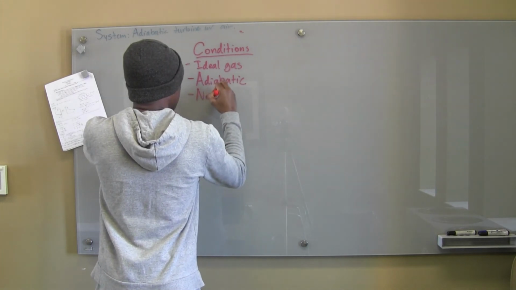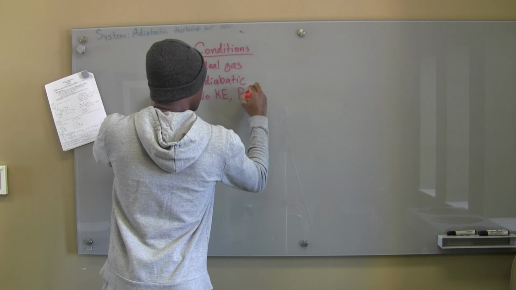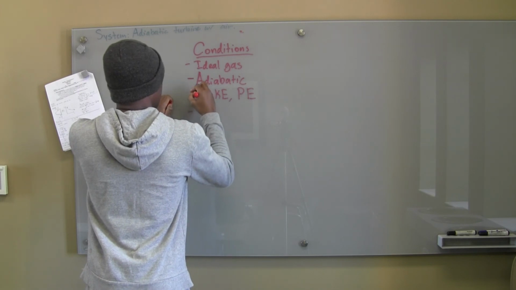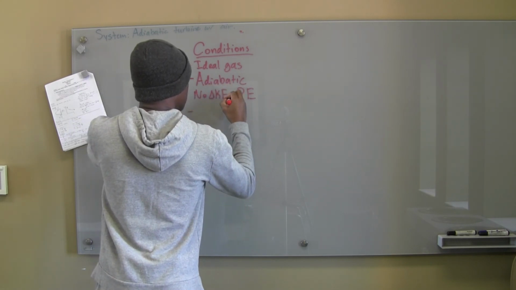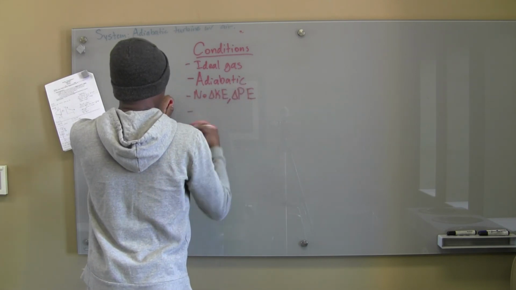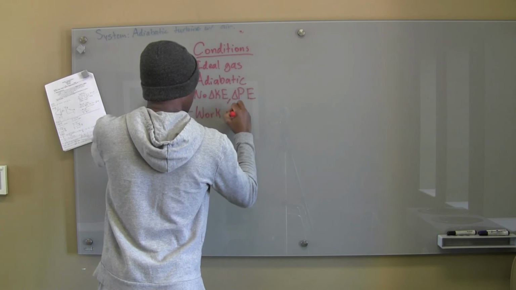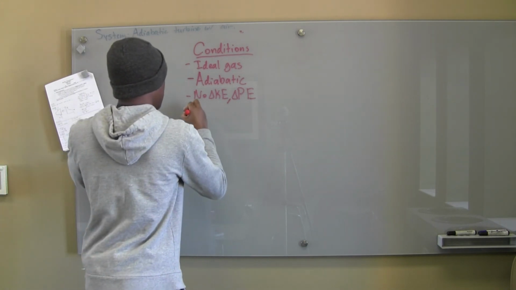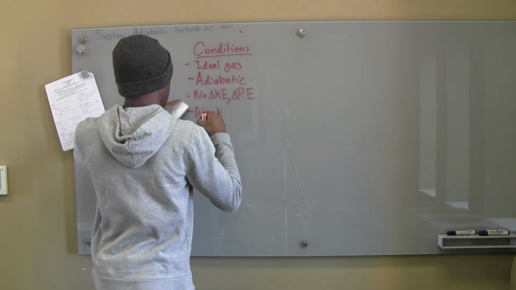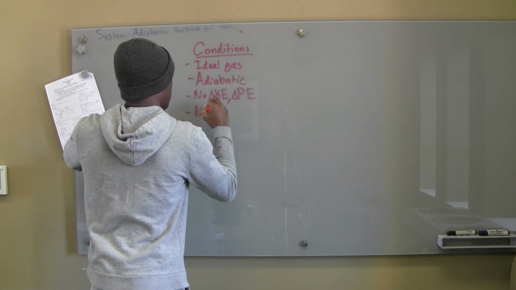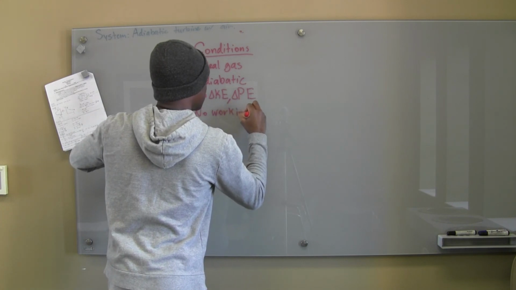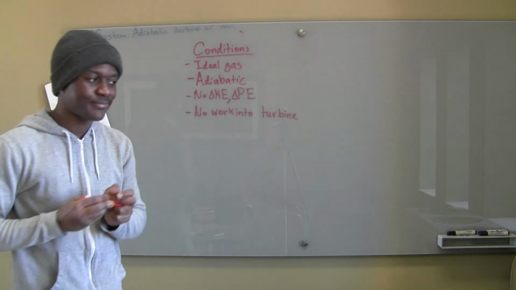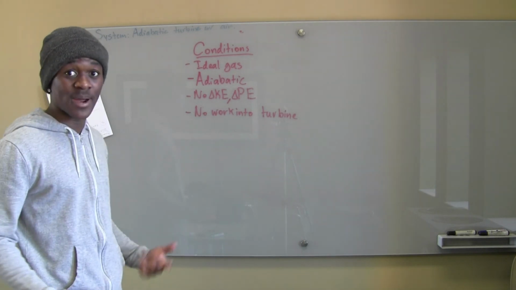No KE or PE. Or negligible change in KE and PE. Or let's just say no delta KE, delta PE. No work produced by the turbine, or no work in the turbine. So these are just assumptions that we make, because they didn't tell us that there was any work in the turbine. So I'm just going to go ahead and say no work into turbine. And it's just moving along those lines. That's basically what it is. There's no work put into the turbine, as we know.